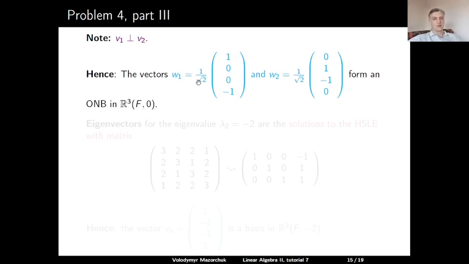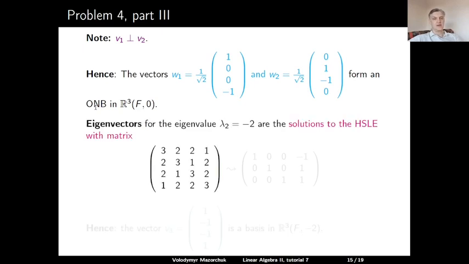So the vectors w1, which is 1 divided by the root of 2 times (1, 0, 0, -1), and w2, which is 1 divided by the root of 2 times (0, 1, -1, 0), form an ONB in the space of eigenvectors with eigenvalue 0. Next, we need to compute the eigenvectors for the eigenvalue -2. So we take the matrix of our linear operator, subtract -2 on the main diagonal, and we need to solve this homogeneous system of linear equations with this matrix.